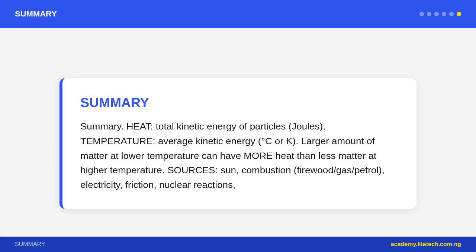Summary. Heat: total kinetic energy of particles, measured in joules. Temperature: average kinetic energy, measured in degrees Celsius or K. A larger amount of matter at lower temperature can have more heat than less matter at higher temperature. Sources: sun, combustion, firewood, gas, petrol, electricity, friction, nuclear reactions, chemical reactions.